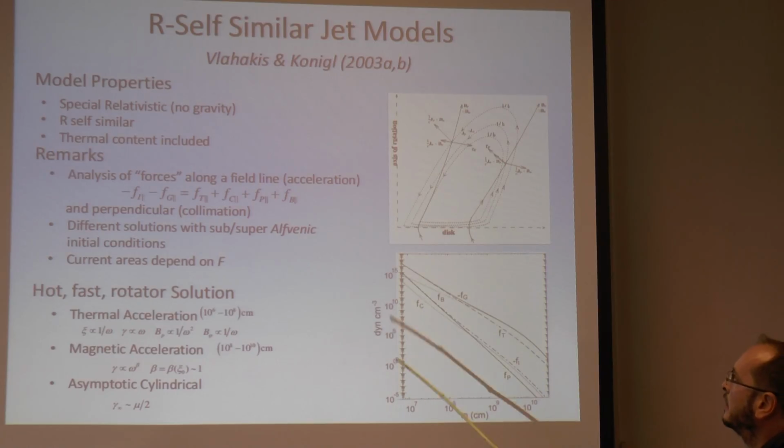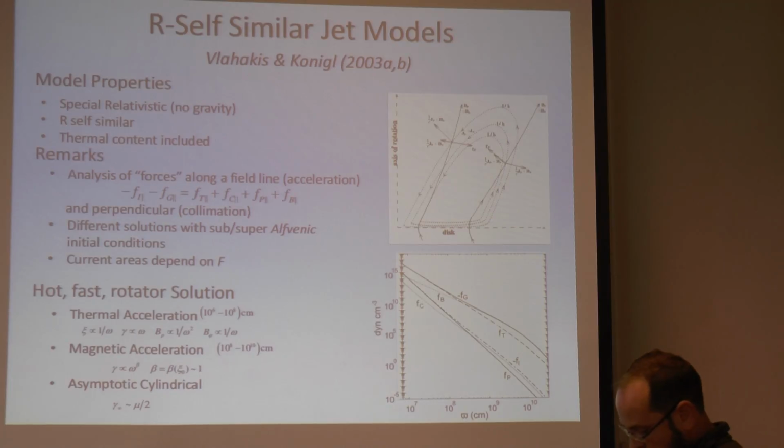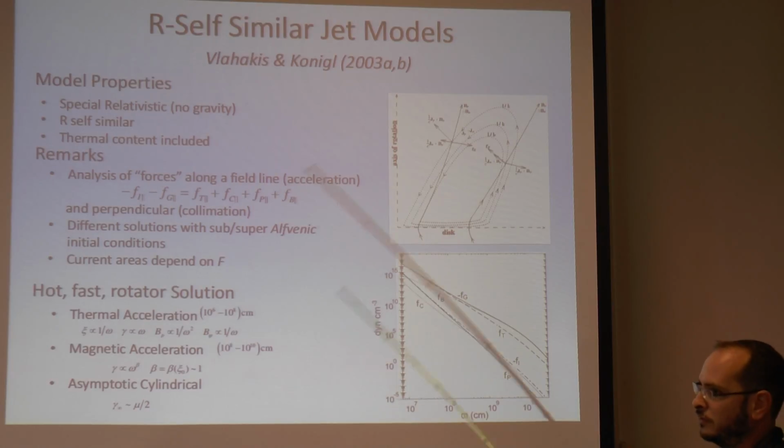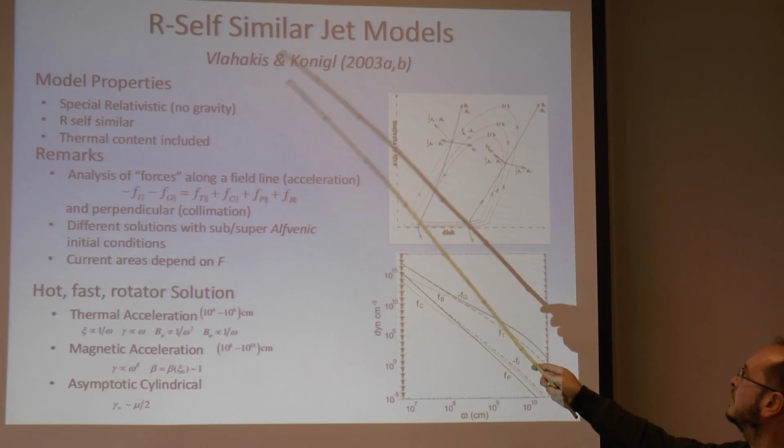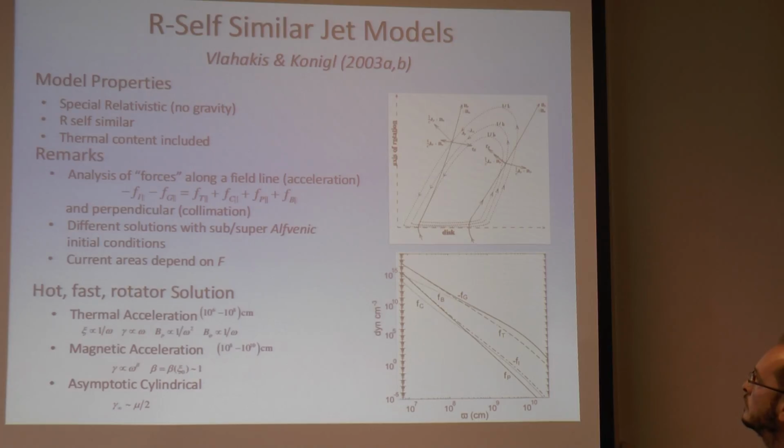In the 90s and the early 2000s, there was a lot of effort to find a semi-analytical description of the steady-state jets. It was a difficult problem to find a solution that passes through all the critical surfaces: the slow magnetosonic, the Alfvén, and the fast one. The first that succeeded in this were Professor Vlahakis and Professor Königl in 2003, who used the R self-similarity property to find a solution in the jet outflow. What is R self-similarity?